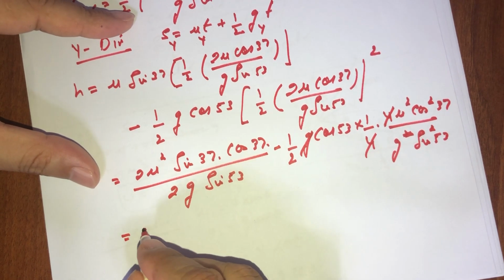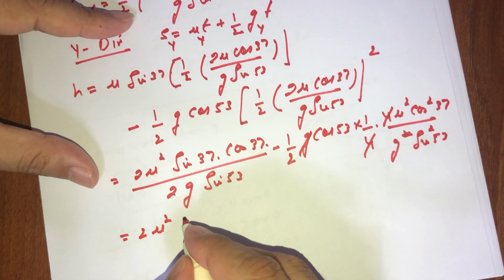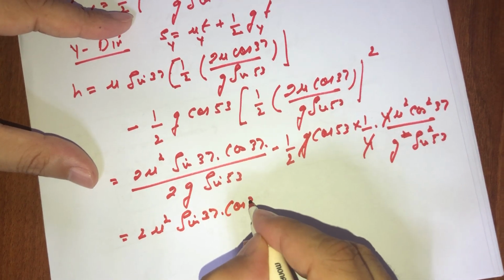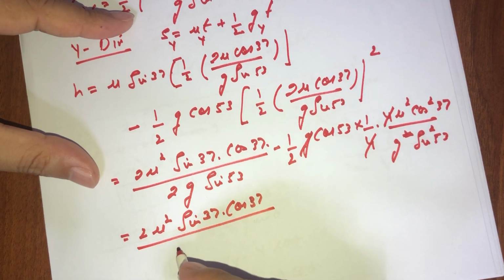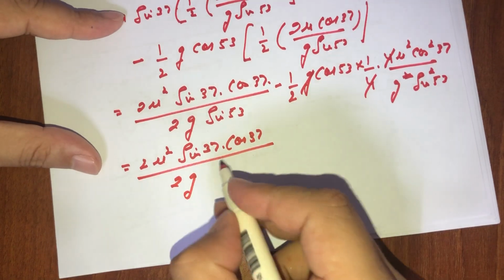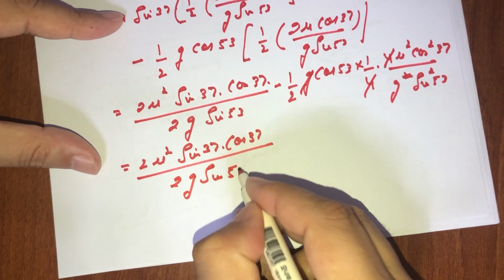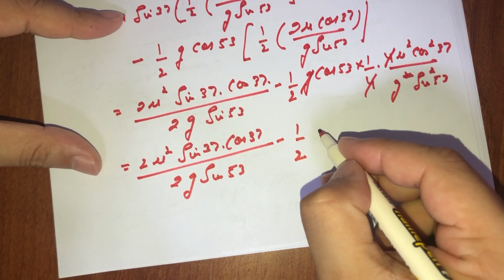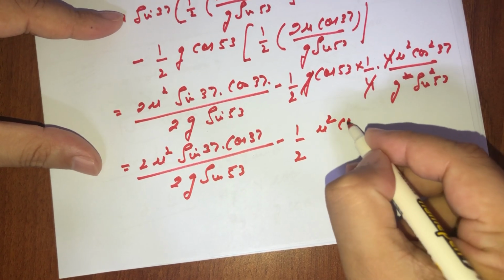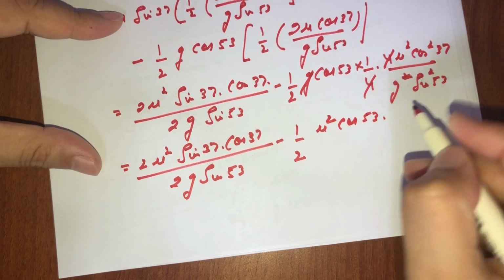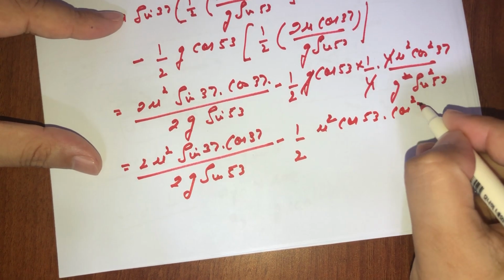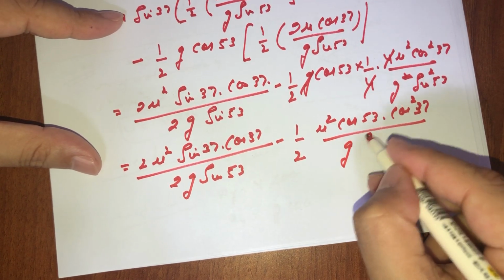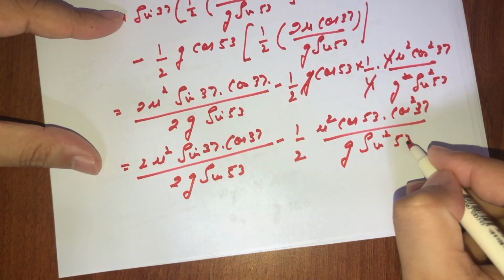so we are left with 2u square sine 37 cos 37 divided by 2g sine 53 minus half, this will be u square cos 53 multiplied by cos square 37 divided by g sine square 53.